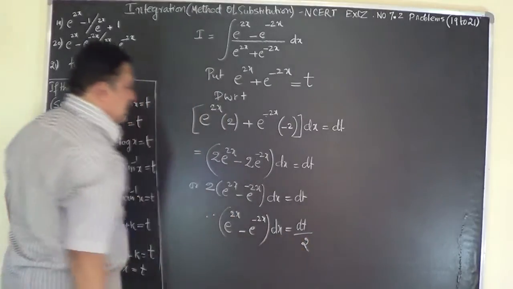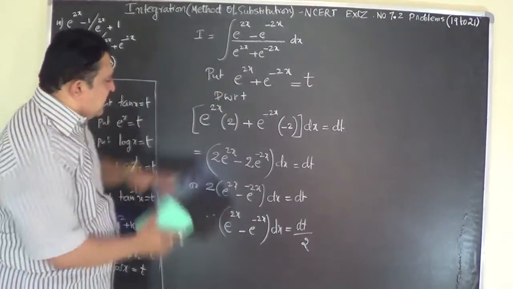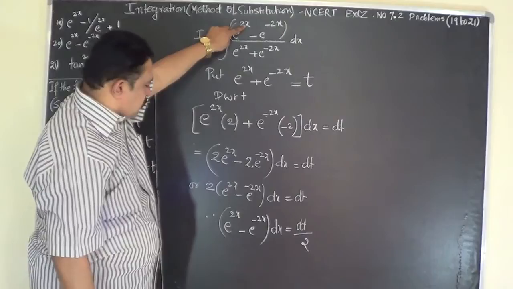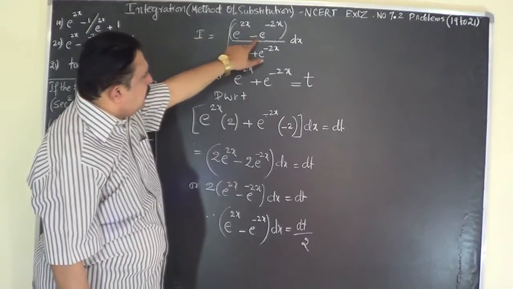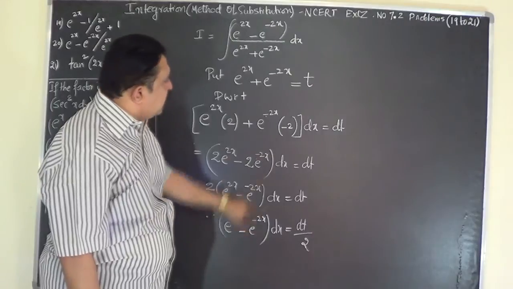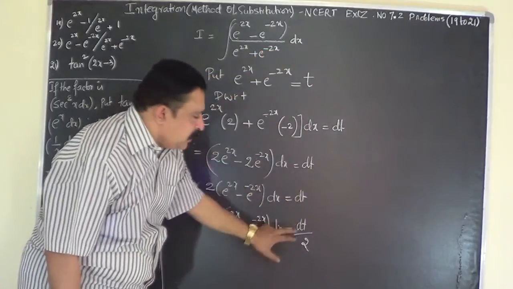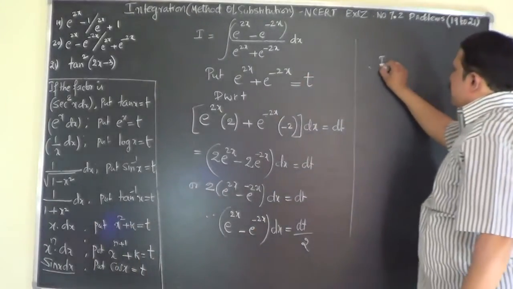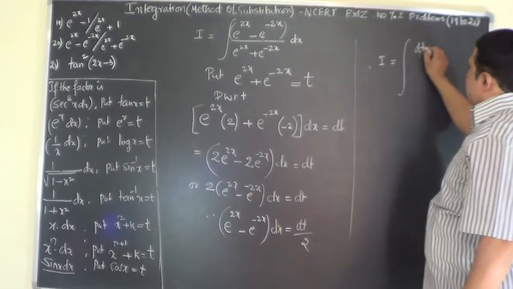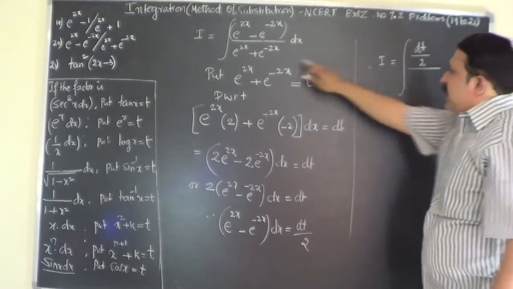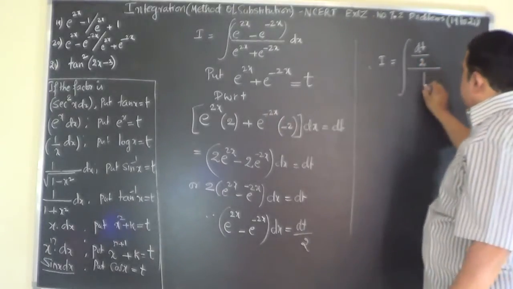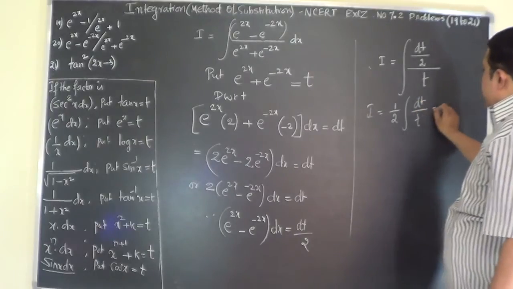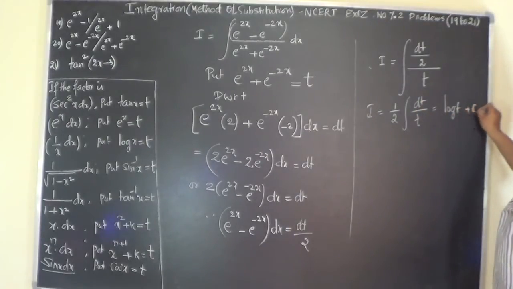This 2 comes to the denominator here. So here you see this is exactly the numerator term of the problem. Numerator is e to the power of 2x minus e to the power of minus 2x into dx, which is now going to be replaced by dt by 2 after substitution. Therefore, I becomes integral of dt by 2 divided by t, the term you had put as t. So I equals half, which is outside now, integral dt by t, which is equal to logarithm of t plus c.